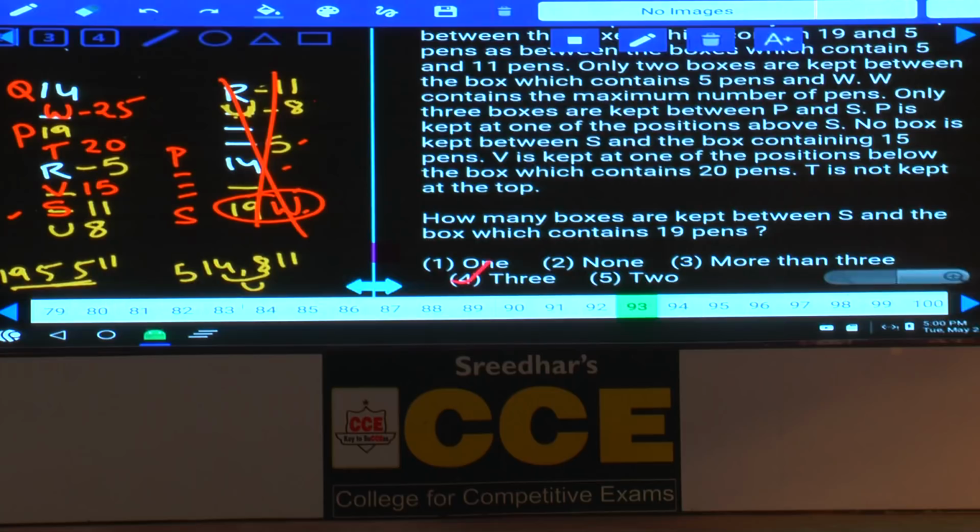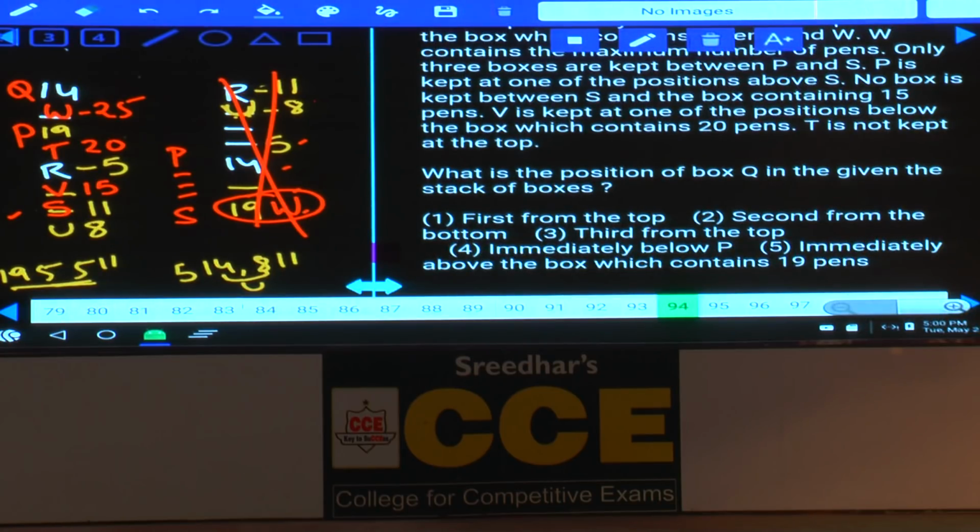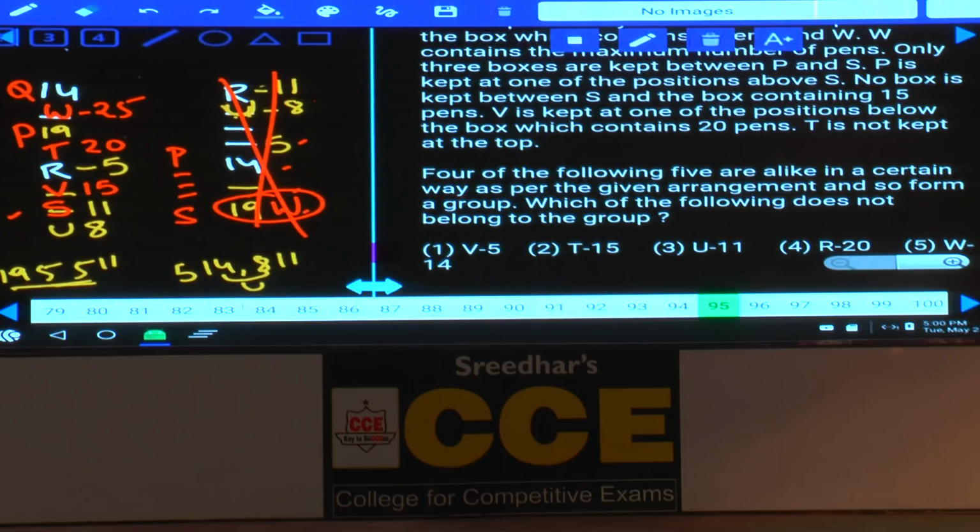Then 94, what is the position of Q in the given stack of boxes? Position of Q in the given stack of boxes, first from the top, that is choice 1. Then question number 95, 4 out of the following 5 is nothing but an odd man out, V5. Now V and 5, where is 5 here? R is 5, V and 5 are adjacent to each other, and T and 15, between T and 15 there is one box, and U and 11, U and 11 are adjacent to each other. And so what is your answer here? T15 choice 2. Except choice 2, the remaining are adjacent to each other.